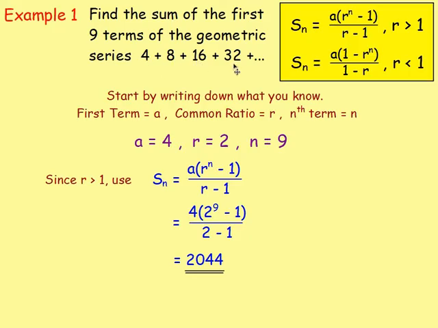So, with these formulas, example 1, find the sum of the first 9 terms of a geometric series, 4 plus 8 plus 16 plus 32. Again, write down what you know. If you know the first term, write it down. If you know the common ratio, well, you can work it out. 8 divided by 4 is 2, so that's your common ratio. That's what you're multiplying by every time. And n is 9 because we want the sum of the first 9 terms. Because r is bigger than 1, r is 2, use this formula here. So a bracket r to the power of n take away 1 over r take away 1. Replace the value of a with 4, r with 2, n with 9, and you get an answer. That answer is going to be the sum of the first 9 terms.